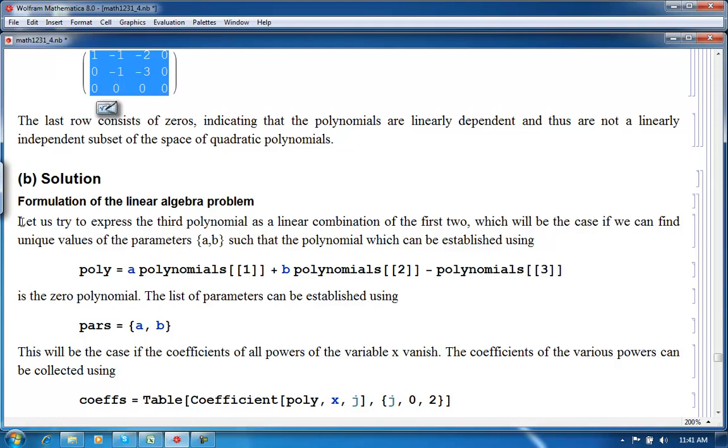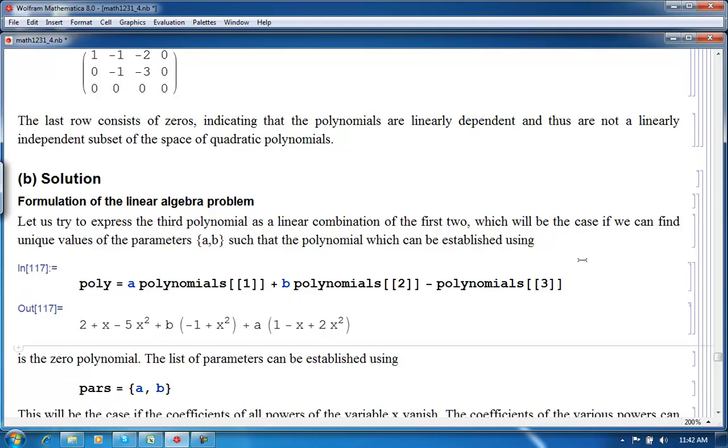So let's go on to the second part, and so let's try. So we want to express one of the polynomials as a linear combination of the other two. So let's pick the third polynomial and try to express that as a linear combination of the first two, and that will be the case if we can find unique values of the parameters a and b, such that a times the first polynomial plus b times the second polynomial minus the third polynomial is the zero polynomial.